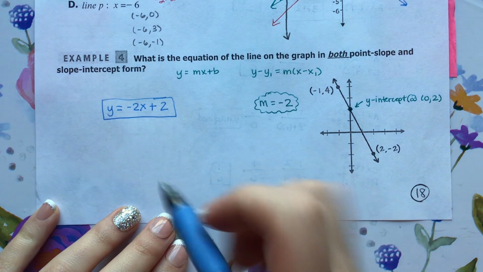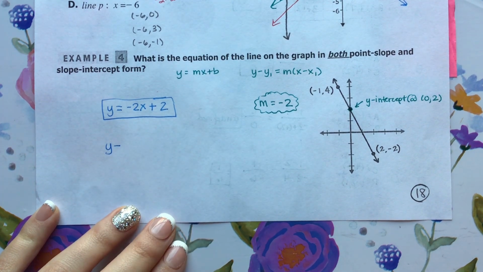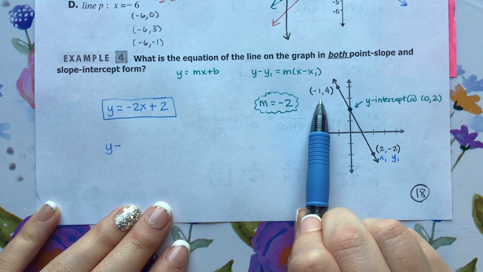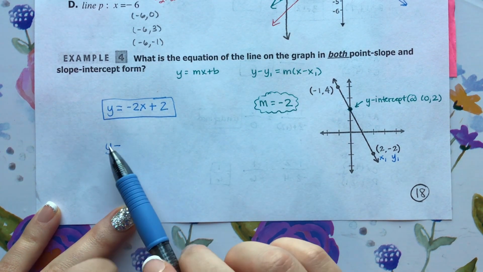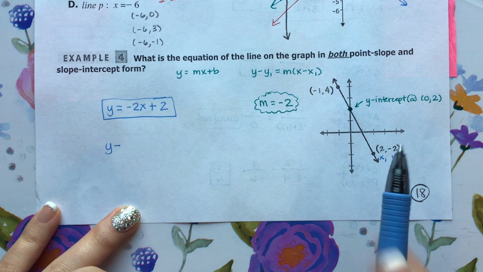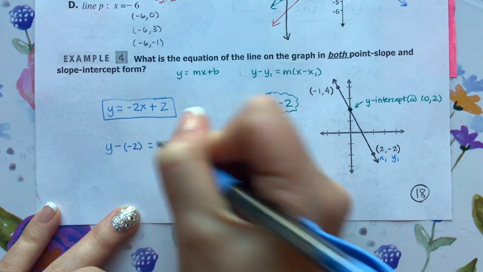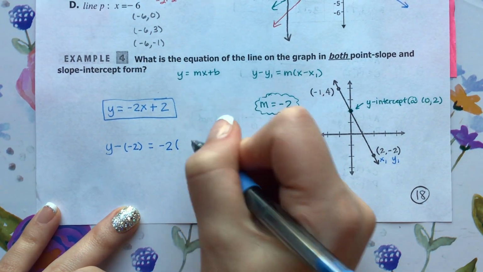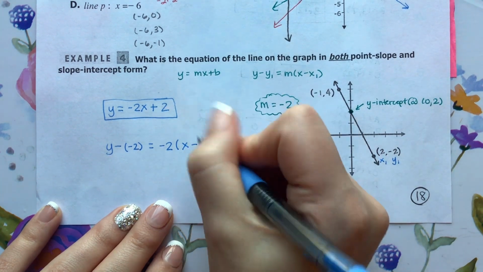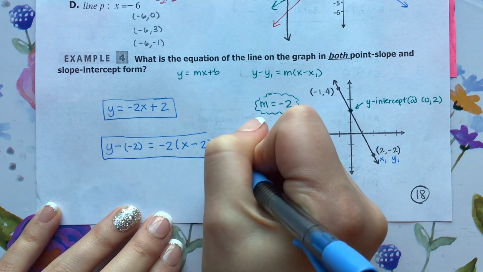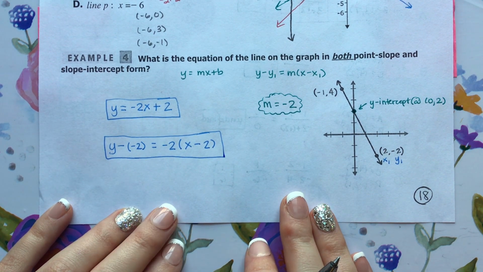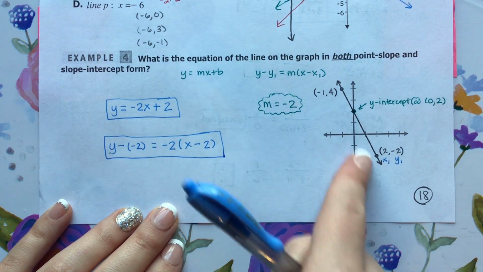It's y minus y1. Well, which one is y1? It doesn't matter, you can choose whatever you want. I'm just going to choose that this point down here is x1, y1. If you were to have chosen this one, that's okay. So y minus y1 is y minus -2 is equal to m, or the slope, -2, parentheses, x minus x sub 1, or 2. So now I have 2 ways to write the same equation for this line right here.